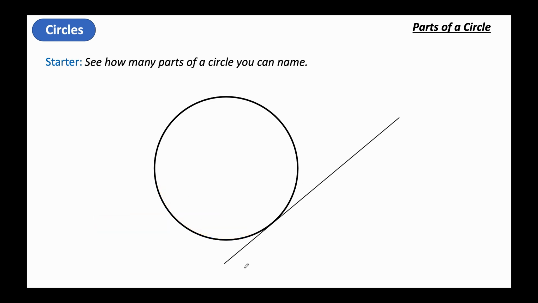And last one, this one. Now, this line here is a straight line, and it just touches the edge of the circle at one point. It doesn't cross through in two places, because this line crosses through in two places. It has to be where it only meets at one point, and this we call a tangent. It's a tangent to the circle. It's just a line that's resting against the circle at one particular point.